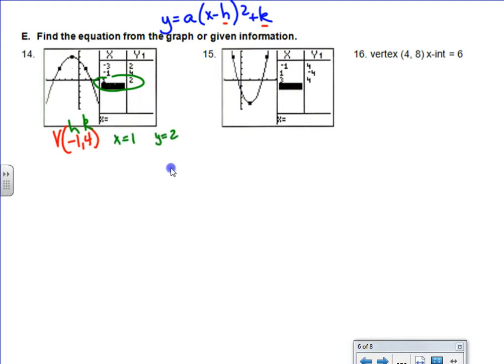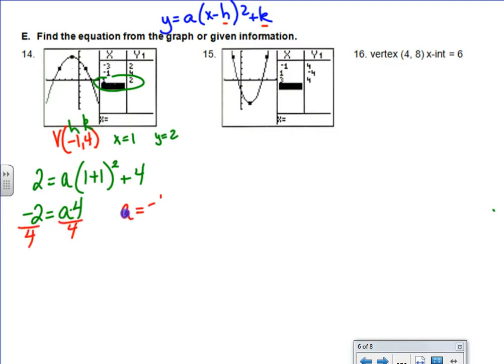And I'm going to substitute in all these values into this blue equation. So y equals, I don't know a, and then x minus the h. Well, minus a -1 means I'm going to add 1 squared, and then plus the k value. Now I gotta solve, so I'm going to subtract 4 from both sides. -2 equals a, 1 plus 1 is 2, 2 squared is 4. We're going to divide both sides by 4 now. And I find out that my a value for this parabola is a -1/2.